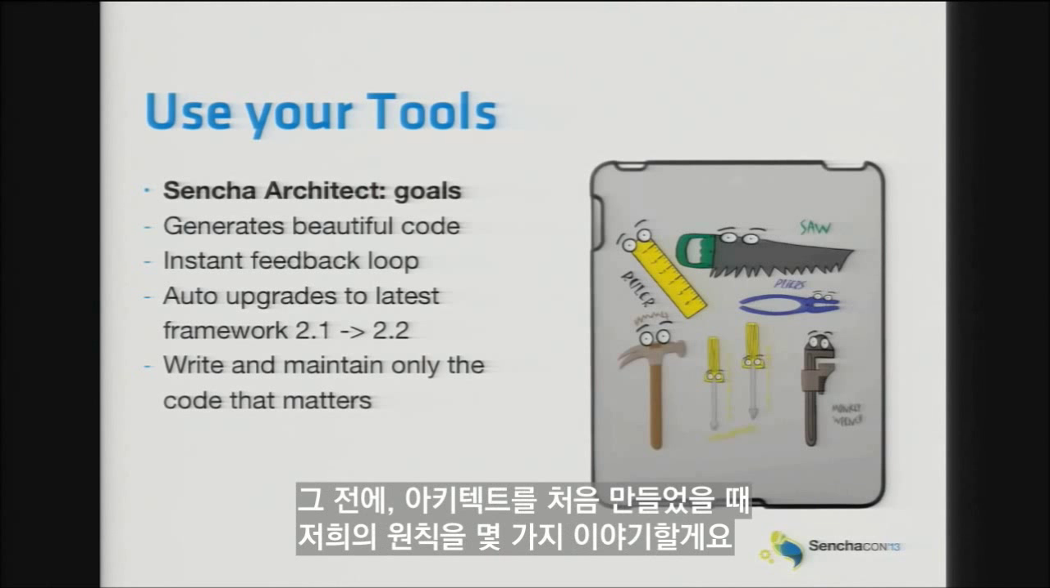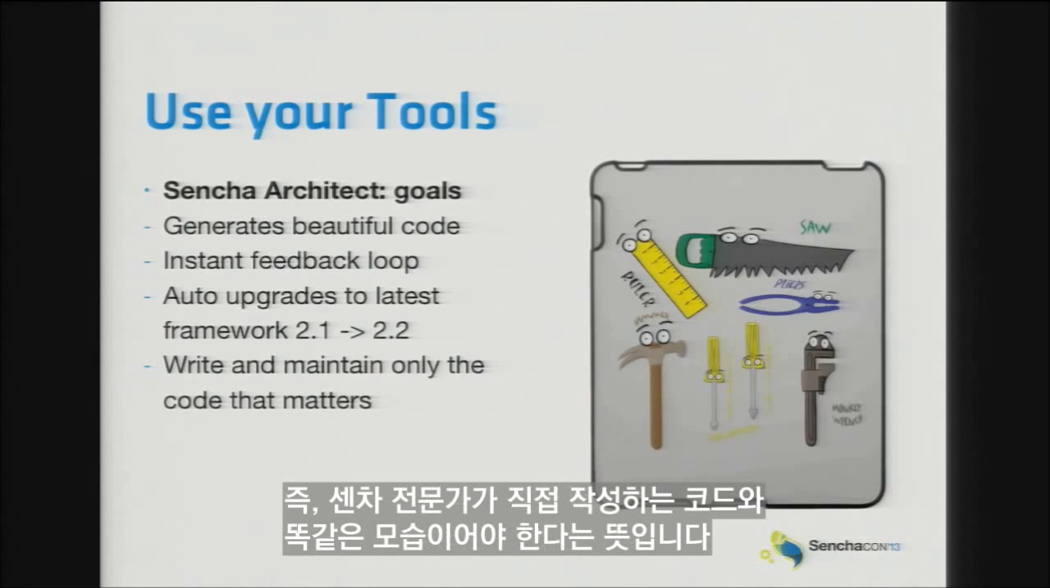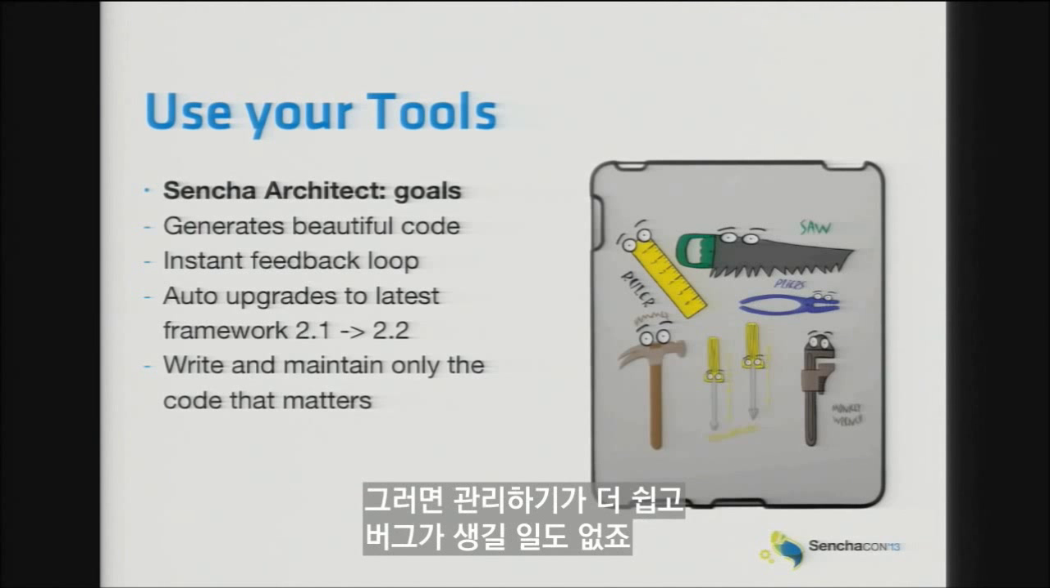But I did want to talk about some of the design principles we had when we first started building Architect. The first and foremost was that we wanted to be able to generate beautiful code. What that means is it should look exactly like a Sencha expert would write by hand, and that makes it more maintainable and non-buggy.